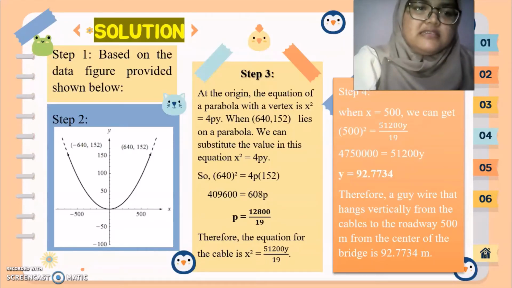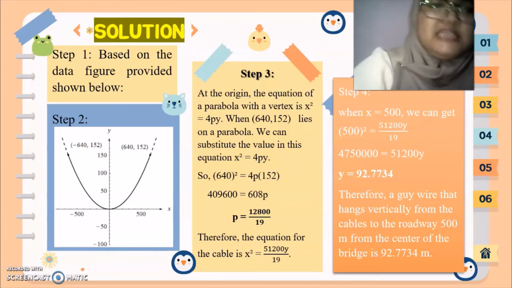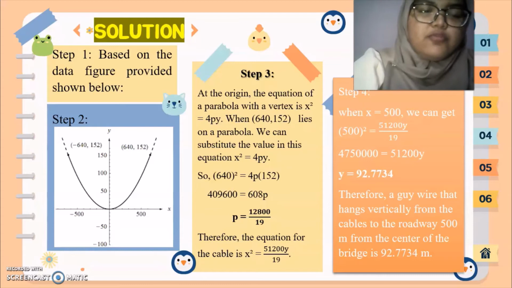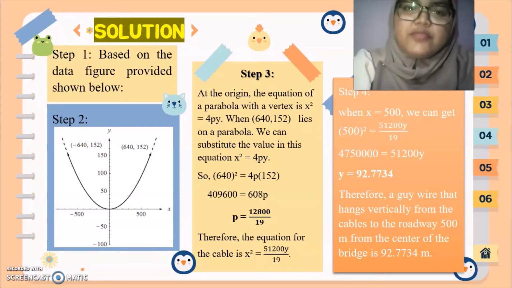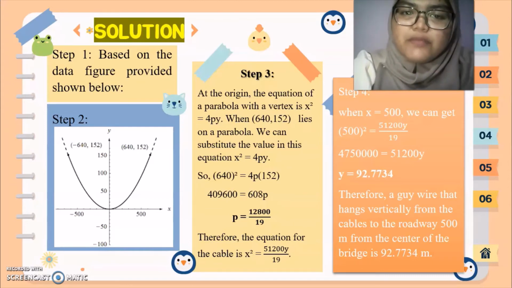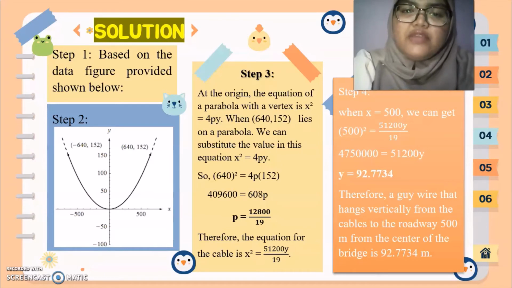The solution has 4 steps. Step 1, based on the data in the figure provided below. Step 2, we draw the graph. Step 3, at the origin, the equation of a parabola with a vertex is x squared equals 4py. When x is 640 and y is 152, the point lies on the parabola. We can substitute the values into this equation.